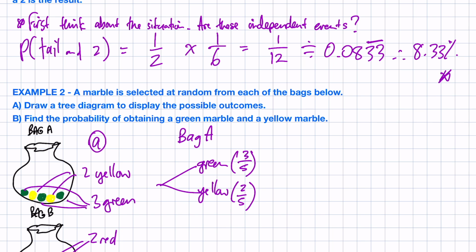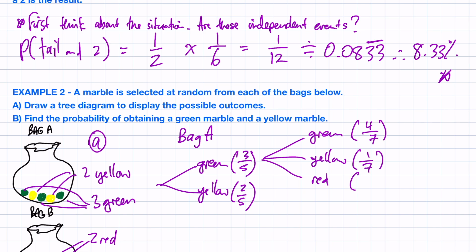We have a separate bag now. Is it still 2 branches? It's 3 this time. So 1, 2, 3: green, yellow, red, and the chances are 4 out of 7, 1 out of 7, 2 out of 7.